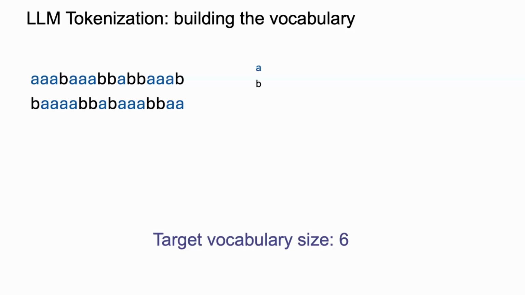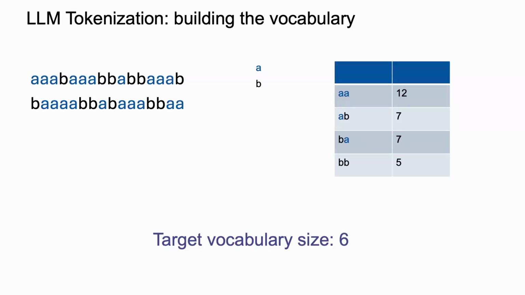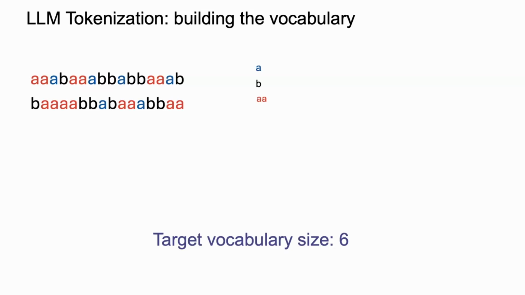That's why it's called byte pair encoding. So I run some statistics, and what I found out is that there are 12 occurrences of AA, 7 occurrences of AB, 7 occurrences of BA, and 5 occurrences of BB, right? If I made any mistake in counting, just let me know and I will fix it, but that's the idea. And so what I observe here is that the most frequent pair of adjacent tokens is AA with 12. So I'm going to create a new token, AA, that I add to my vocabulary. So now I have 3: A, B, and AA. And I will replace and merge these AA tokens when I see them in the documents.